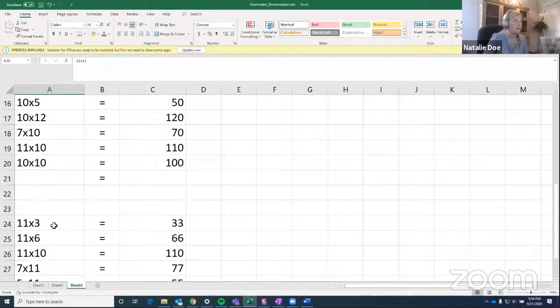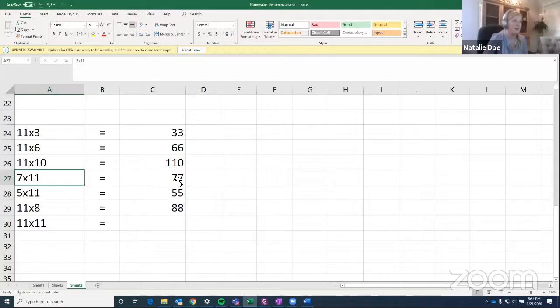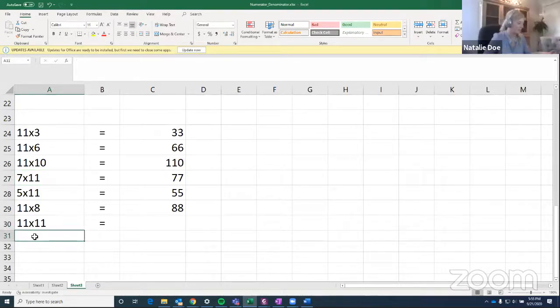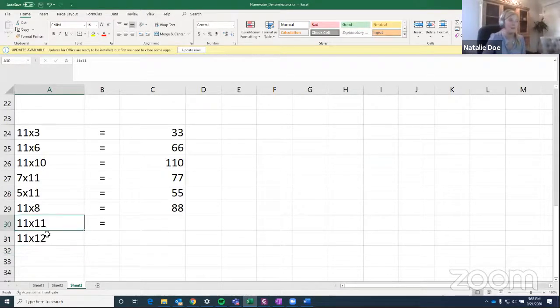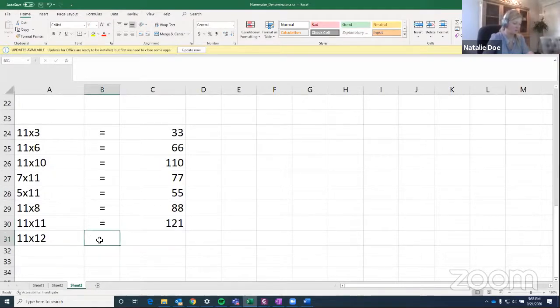So 11s are tricky because all of these ones are real simple, right? You just say, okay, it's 2 7s or 2 5s. So maybe spend some time getting familiar with 11 times 11 or 11 times 12, because those are a little bit trickier.